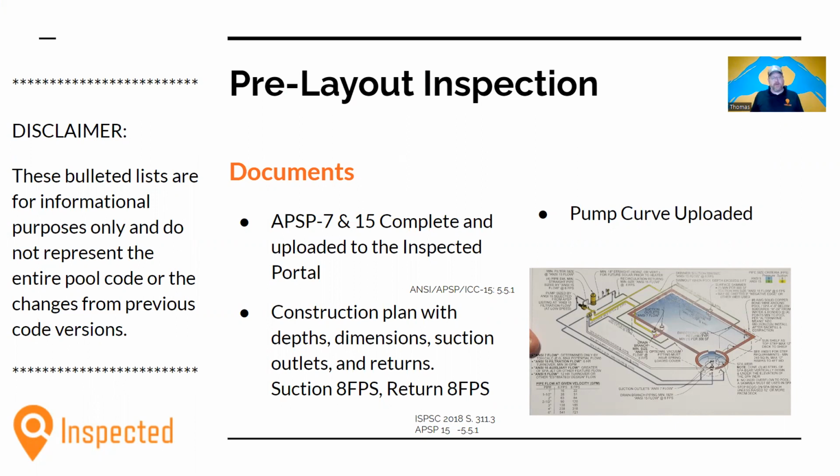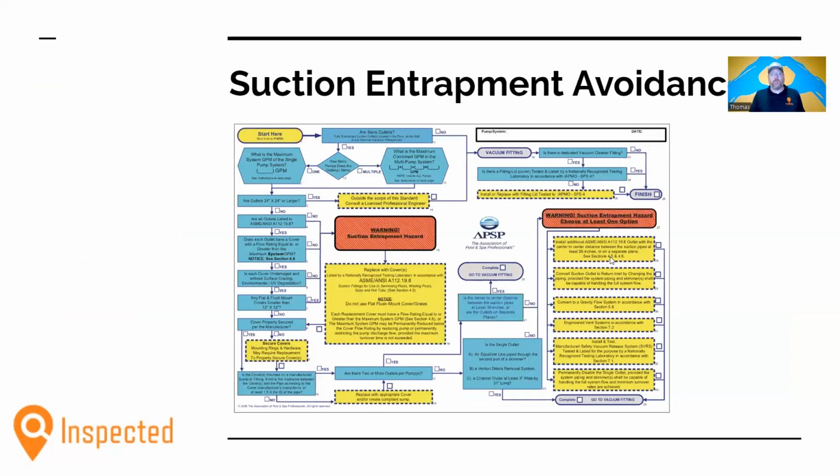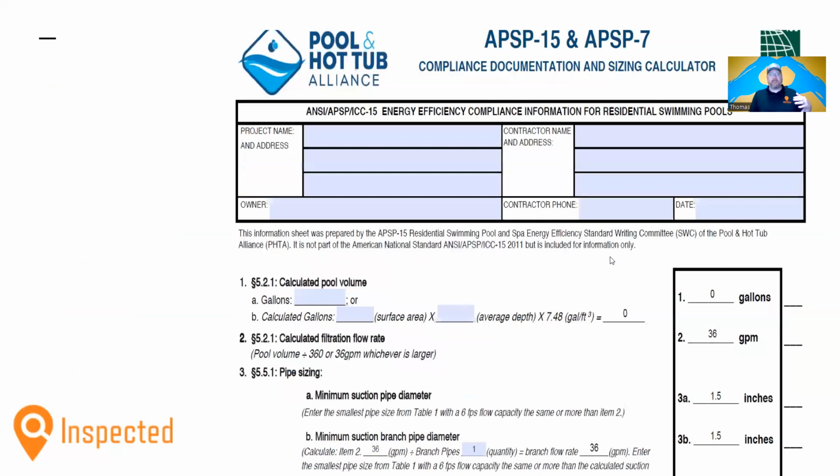Also, throughout this presentation, I want to throw out a disclaimer real quickly that these bulleted lists are for informational purposes only and do not represent the entirety of the pool code or changes from previous code versions. So moving forward, the ISPSC-2018 form looks like this. It helps you understand the impact the pipes, pump, and other features of your pool have on the capacity of the pump to move water.